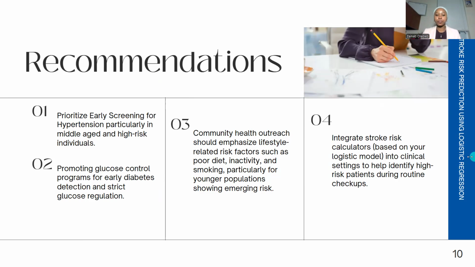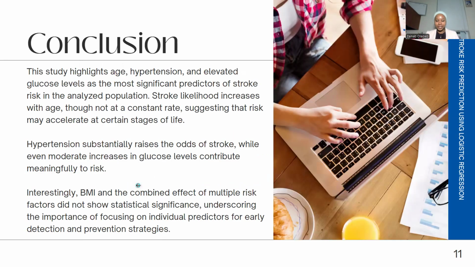So the conclusion is that we have highlighted age, hypertension, and high glucose level as the most significant predictors of stroke risk in our population. Stroke likelihood increases with age, although it was not constant based off of the age square that we looked at. So we see that risk for stroke may accelerate at certain stages in life, and these certain ages will be between like 65 to 80. When you go beyond 80, there's a likelihood that the risk also reduces.